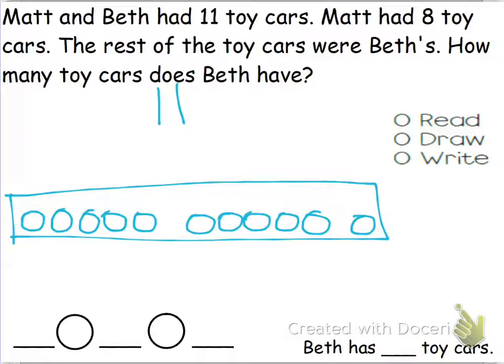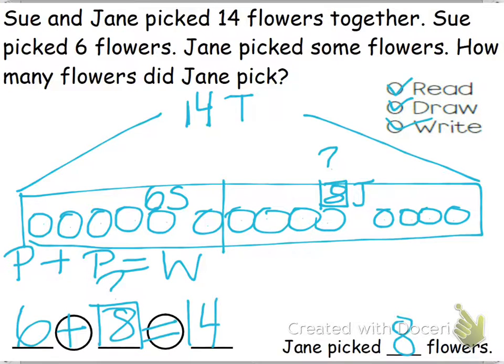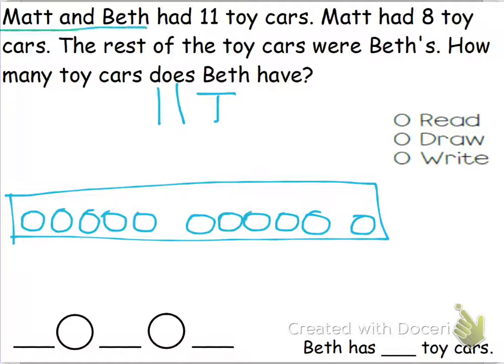And it doesn't say that they had them together. You have to know that it says Matt and Beth. So that means that we know that it was together. So you could put a T for toy cars or you could put a T for together. Doesn't matter. Whatever your letter label is, as long as it makes sense to you, it doesn't have to be the exact same as mine. The number label should match mine though. So now let's move on.